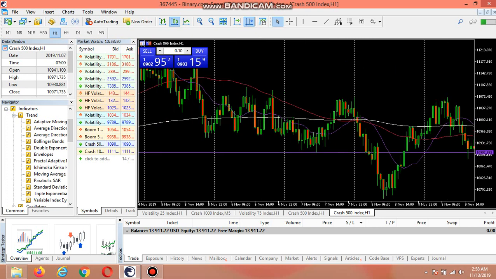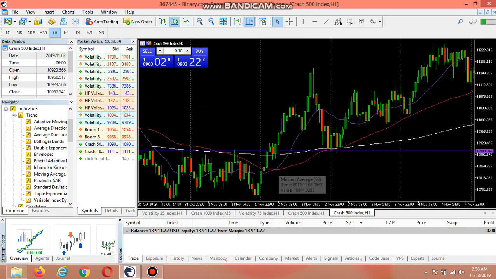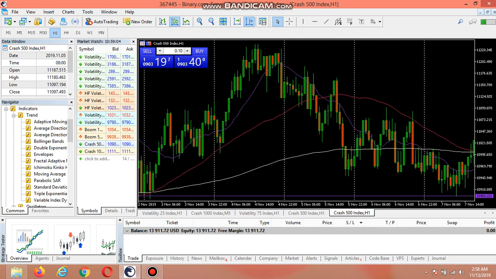So how do you pick your trade? When the purple, the 13 moving average, crosses over the red moving average, it is an upward trend. And when the purple crosses below the red, it's a downward trend. So the same applies. You can see this is a downward trend, this is an upward trend.